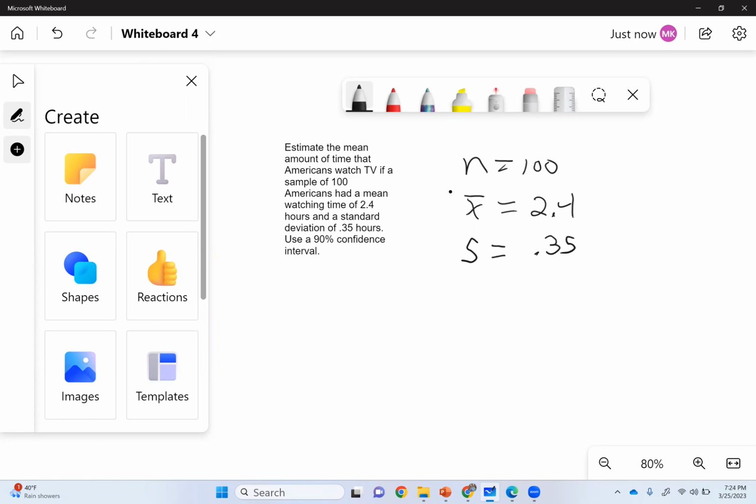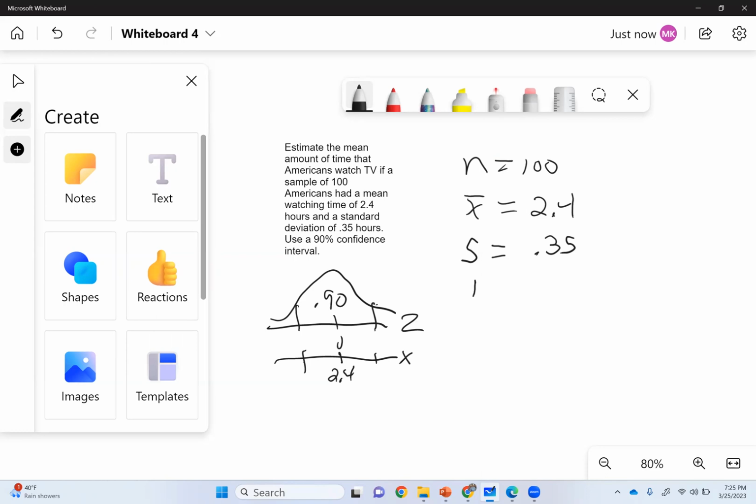So since we're using a 90% confidence interval, if we draw a picture here, we're talking about 90% here, and this is x. This is 2.4. We're going to have to find these two z values, and we need to convert them into these two x values, which our Desmos will do for us, and that will be our margin of error.